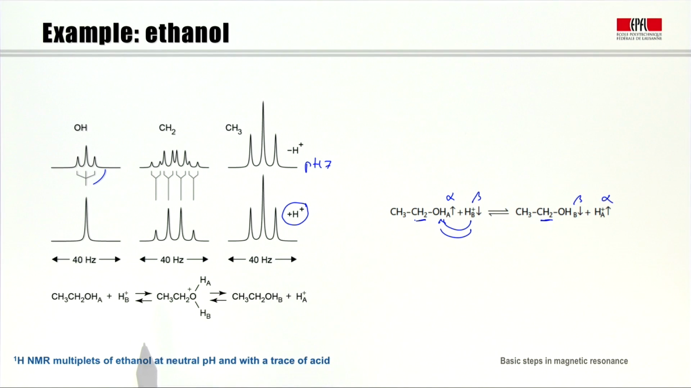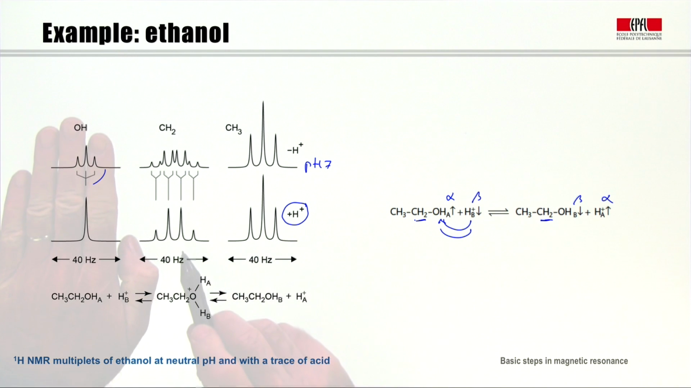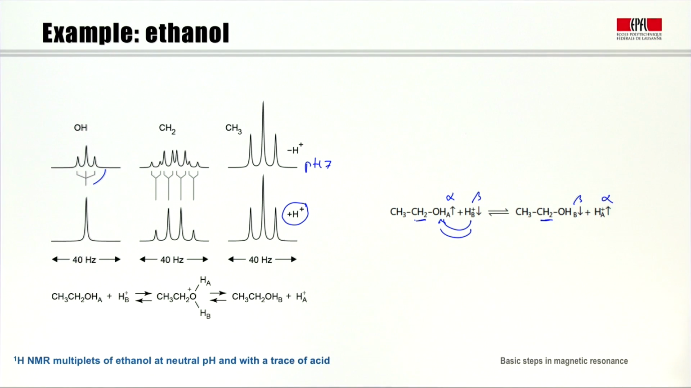You will recall that this line here can also be broadened because of exchange between OH and the environment, so it's not easy to observe such a sharp line. But normally we just see this part here. We do indeed see a quartet here and a triplet here.